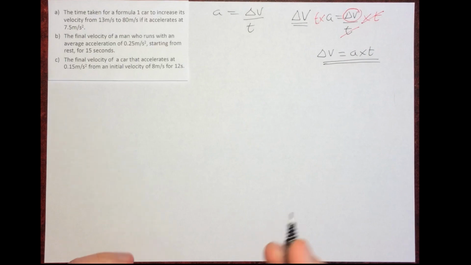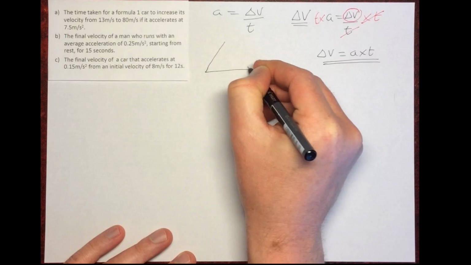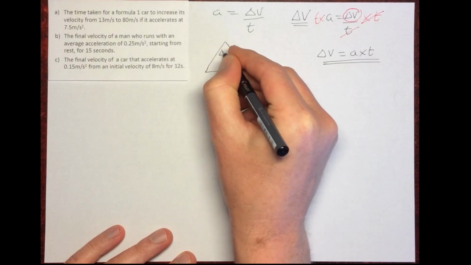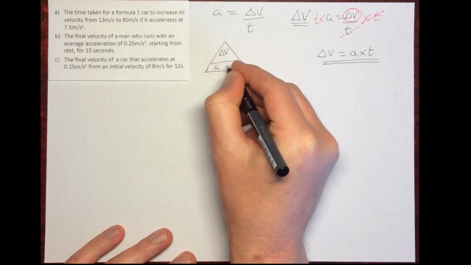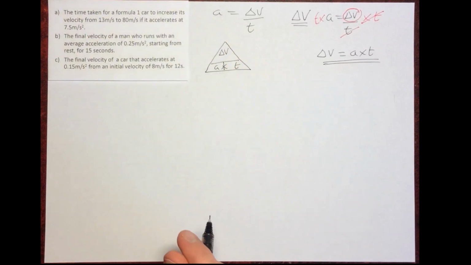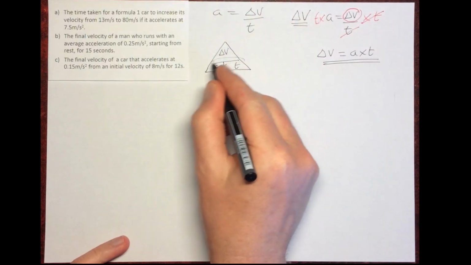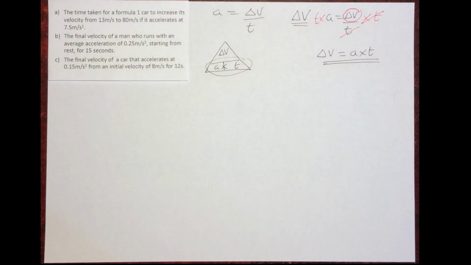That's one way of doing it. The other way of doing it is to use the triangle. If you use the triangle, you're going to have delta v at the top, a times t at the bottom. And if I want to work out delta v, I cover that and I can see that delta v is equal to a times t. So that's the first thing to do.